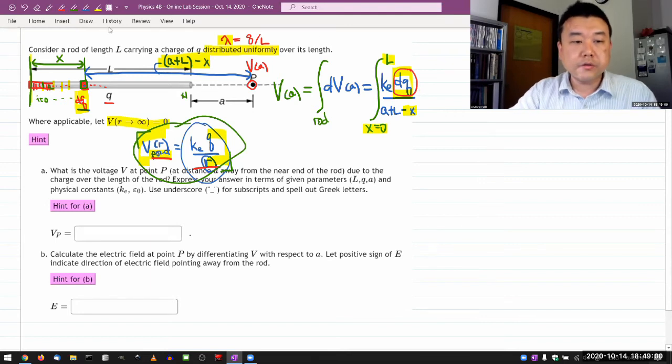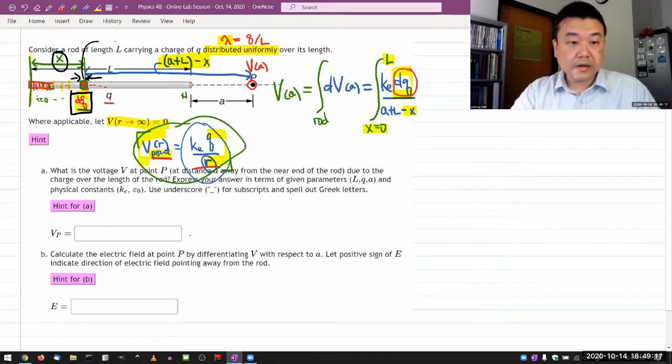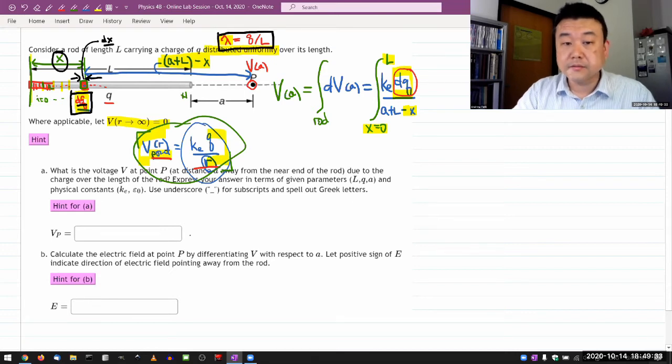I need to address this dq to express it in terms of the coordinate variable. I have to express this in terms of x, or dx, more precisely. I can imagine this having some amount of size, an infinitesimal size, and I associate that with a length of dx, and I need to express dq in terms of that dx. And that's where this defined density comes in.